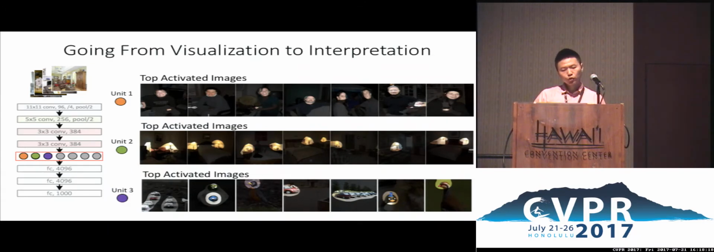Ideally, we want to automatically give an interpretation for each one of those units. Like the interpretation for the first unit is head, the second is lamp, and the third unit is car. We also want to associate a confidence score to measure how accurately those units detect those concepts.